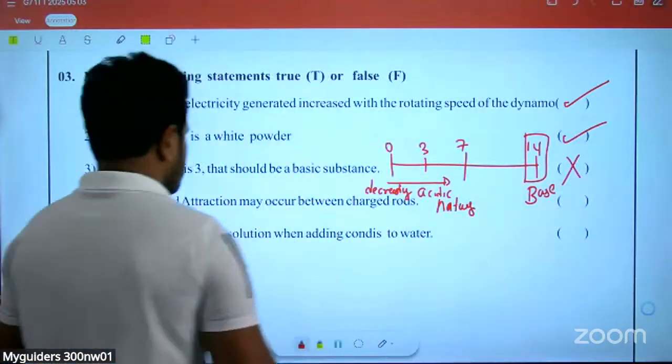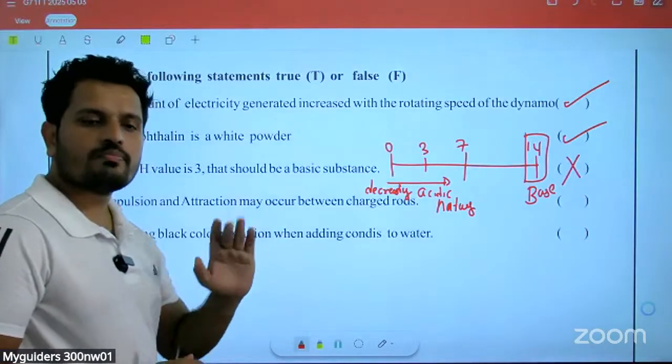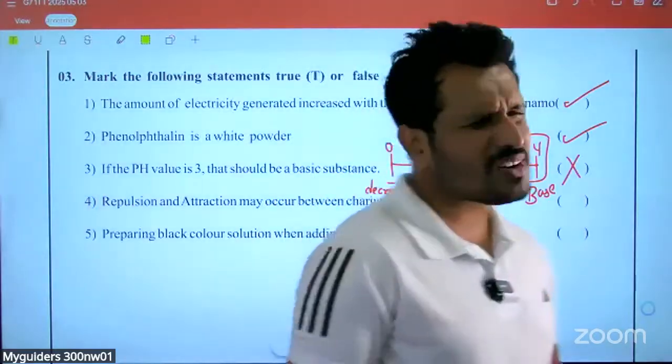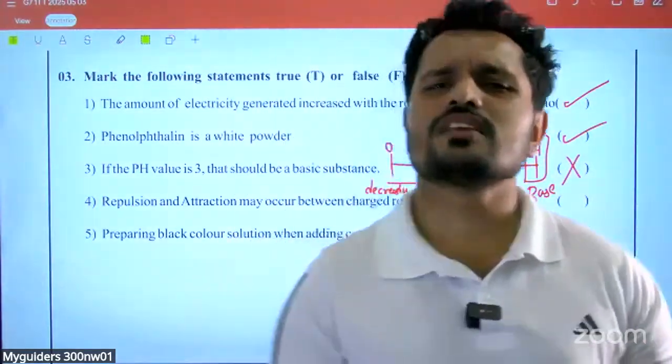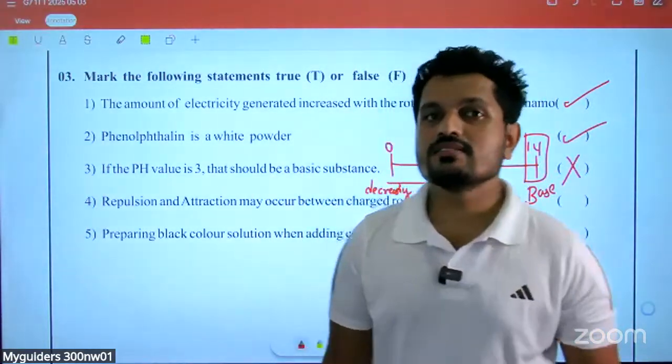Repulsion and attraction may occur between charged rods. Yes, if the rods contain the same type of charges. එකම වගේ charges නම් තියෙන්නේ. Positive or even negative charges. They will start to repel.